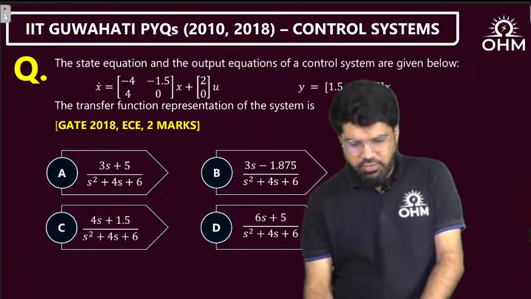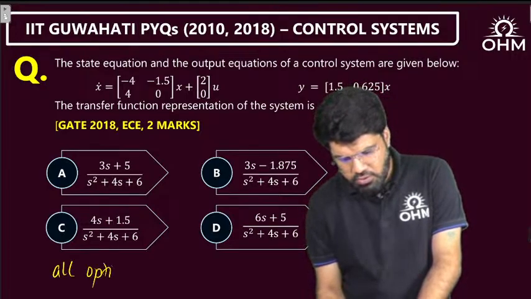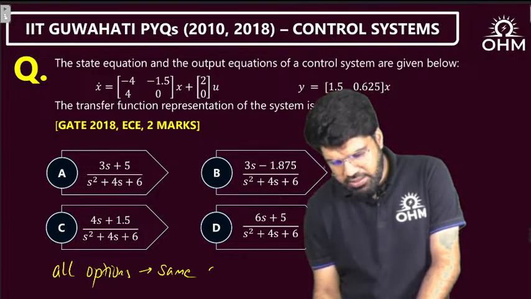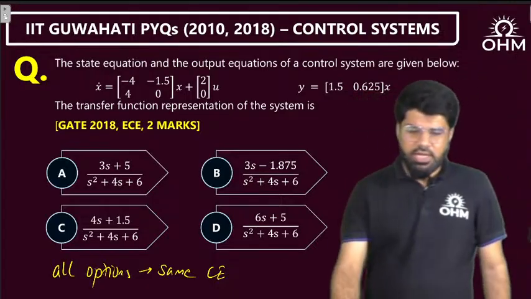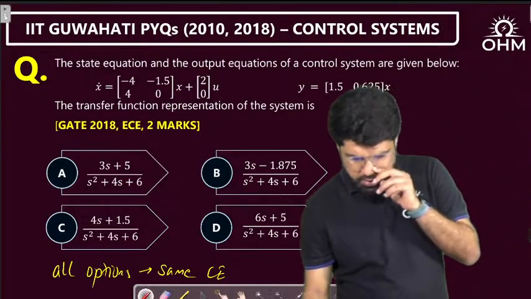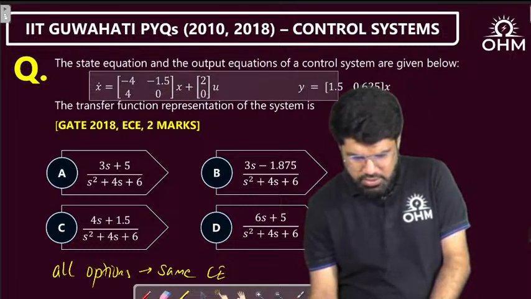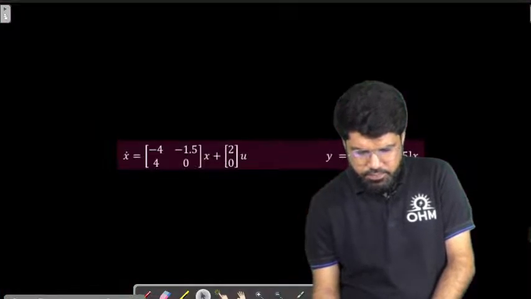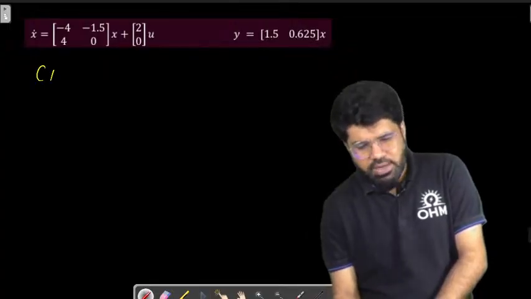Okay, so if I observe here, all options have the same denominator, that means the same characteristic equation will be formed. So I'll use a simple principle. I'll just copy these equations first. I only need the matrix A. So what is the simple principle I am going to use?